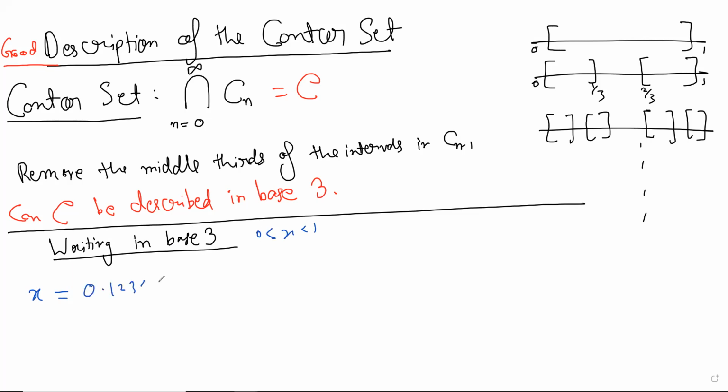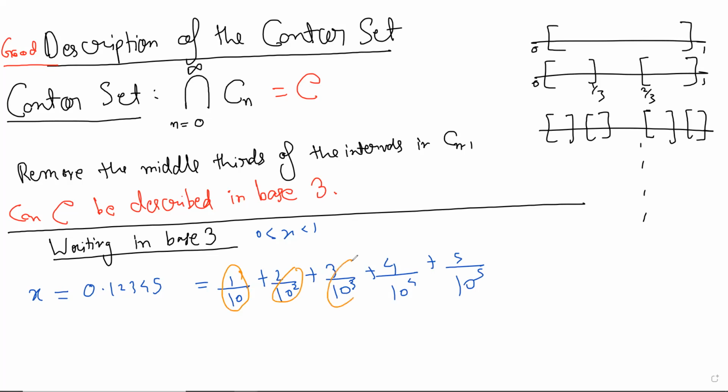Let's say 0.12345. What does it mean? It means that it's 1 by 10 plus 2 by 10 square plus 3 by 10 cube and so on. This is what this means. But this basically means that the weights that are available to you are 1 by 10, 1 by 10 square, 1 by 10 cube, 1 by 10 to the power 4, 1 by 10 to the power 5. And using some multiples of these weights, you want to describe the number. Okay.